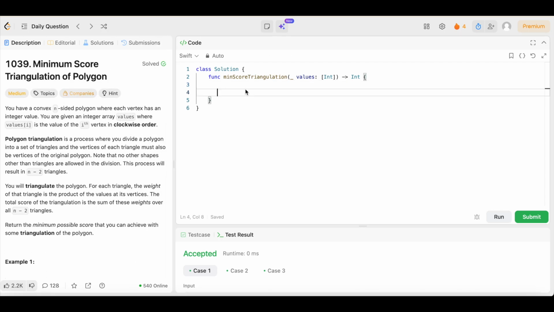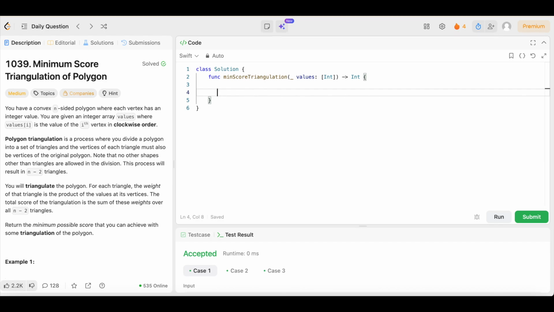Now that we understand the question, let's get into the fun part, the actual solution. The solution is definitely easier to understand than the question. The first thing we want to do is create a 2D memoization table to store the minimum score of subproblems. So memo of I and J represents the minimum triangulation score for the polygon section from vertex I to vertex J.